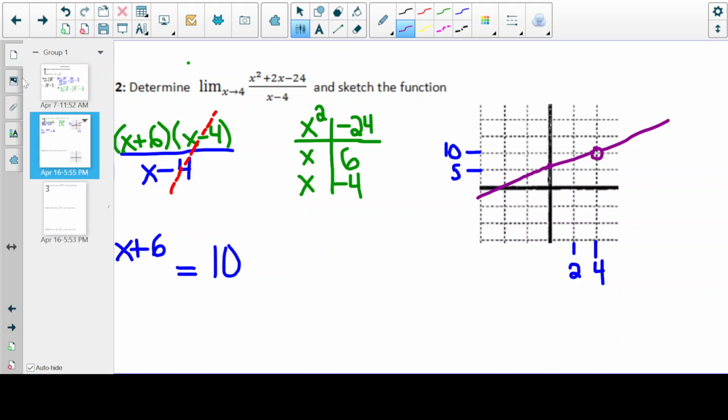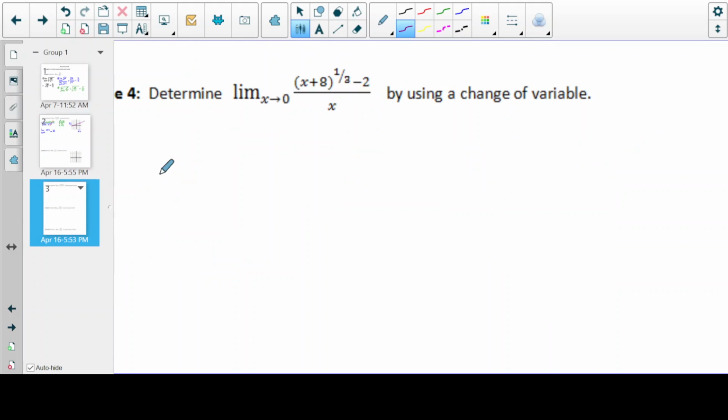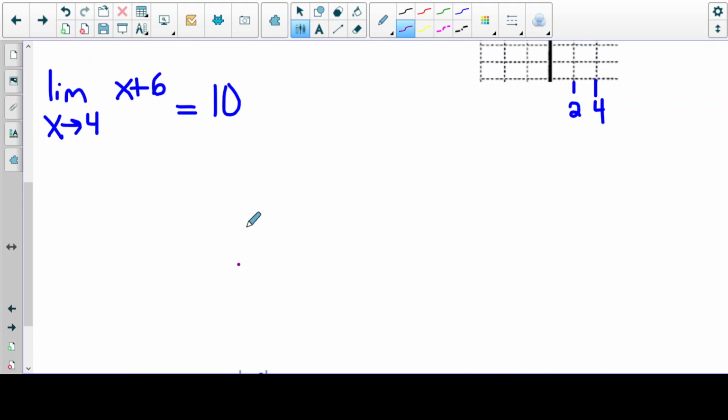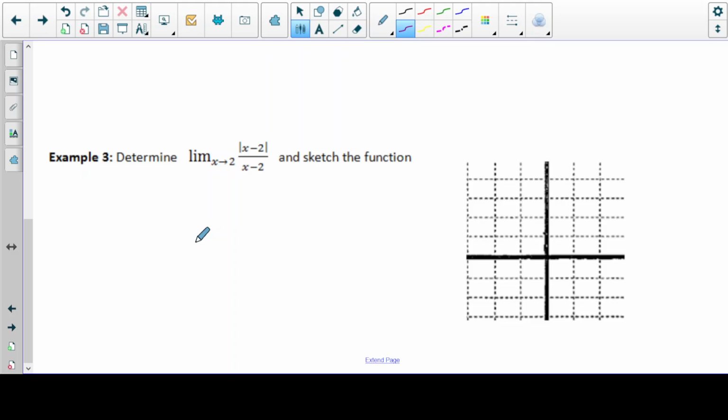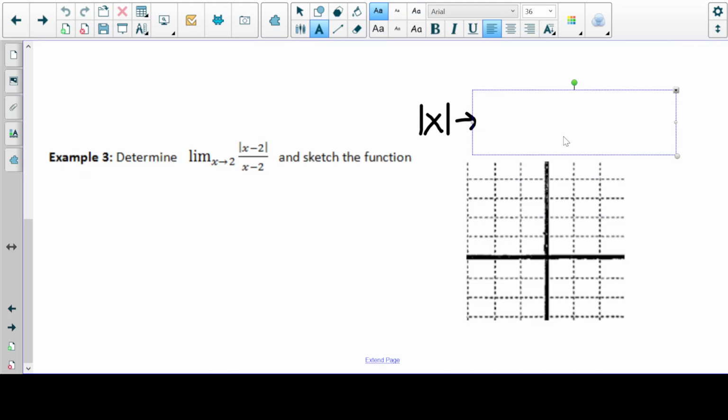All right, now we're going to look at a function that's a lot different than something we've looked at. And that is, down below here, I have determined the limit as x approaches 2 of the absolute value of x minus 2 divided by x minus 2, and sketch the function. Now, the reason this is difficult is because we have our absolute value function. And the key here with the absolute value function to realize is that, in fact, the absolute value is a piecewise function.